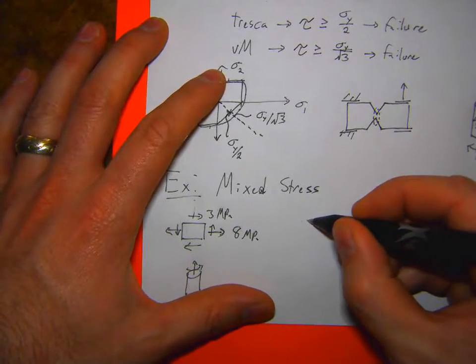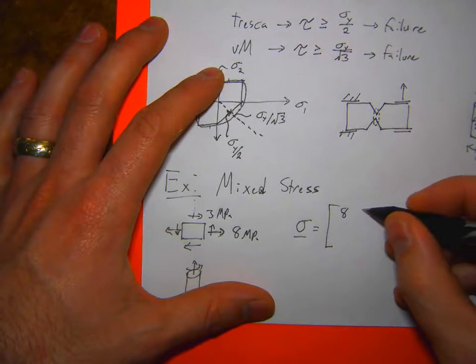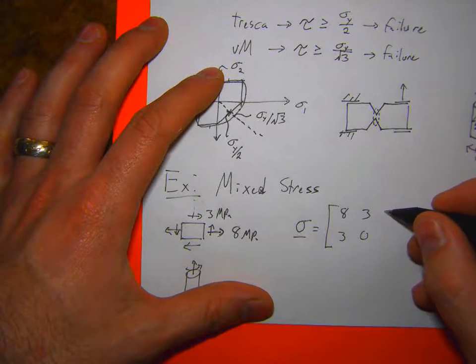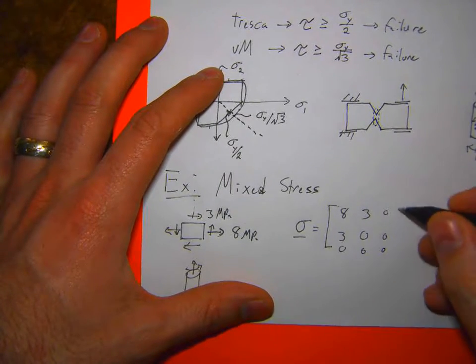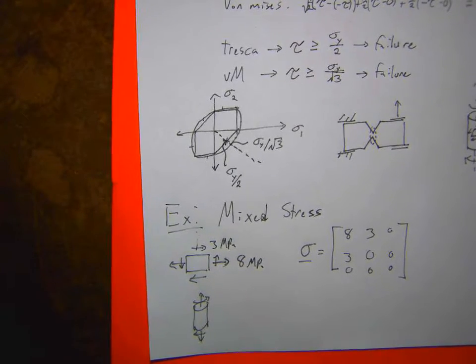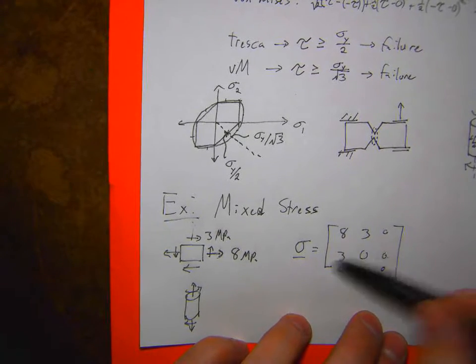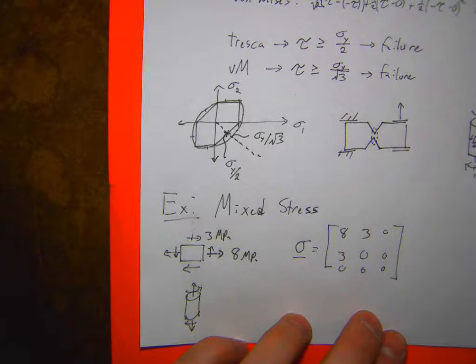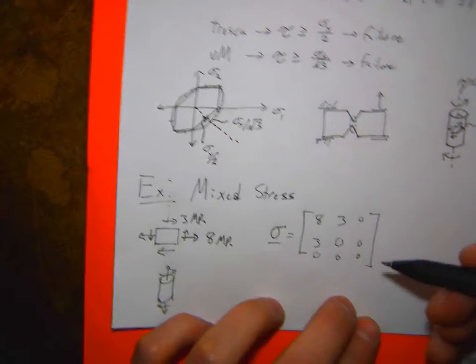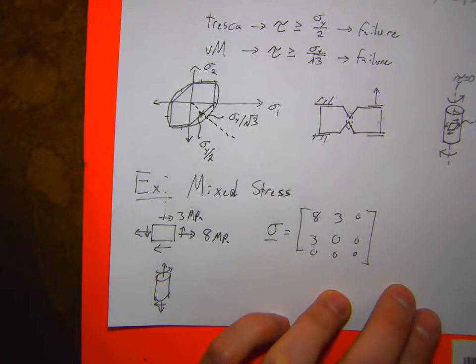So now that stress, I'm going to write out as 8, 3, 3, 0, and there are more zeros on the outside that I'm generally going to ignore. What I want to find is my maximum normal stresses, my principal stresses, and then use those to find my maximum shear stresses, and then from there try to find whether failure is going to occur based on the different yielding criteria.